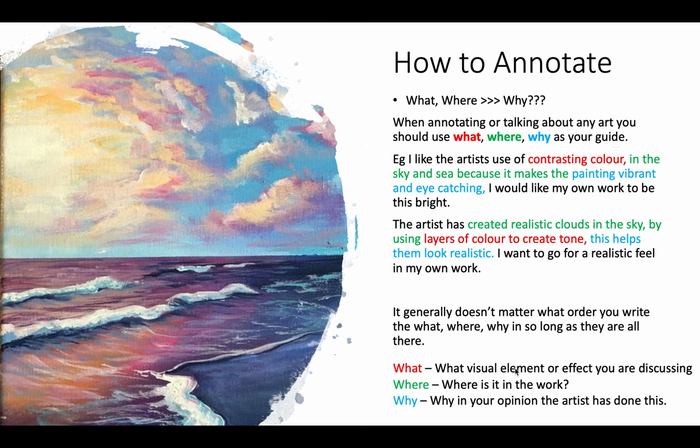As you can see, the what, where, why appears in a different lineup this time. The where comes first and the what after. So it generally doesn't matter what order you write your statements in, so long as the what, where, why is there. And there's a summary at the bottom of what those mean. So that's what the visual element or effect you're discussing is. Where can you see it in the work? And why, that's your opinion on why you think the artist has done this.